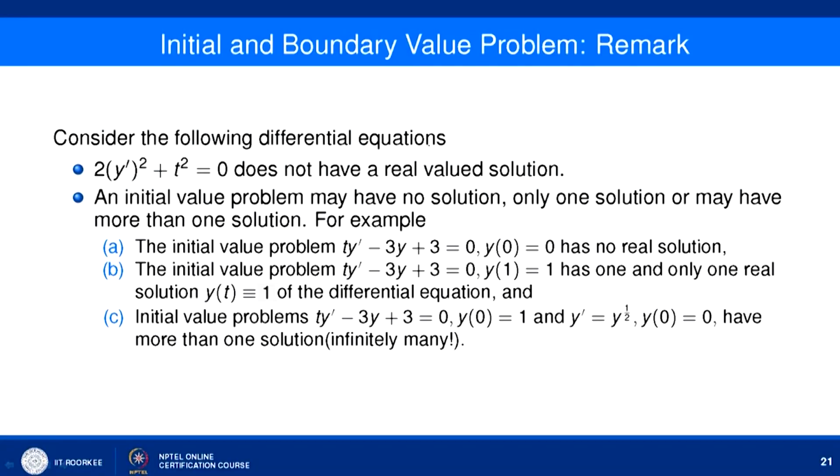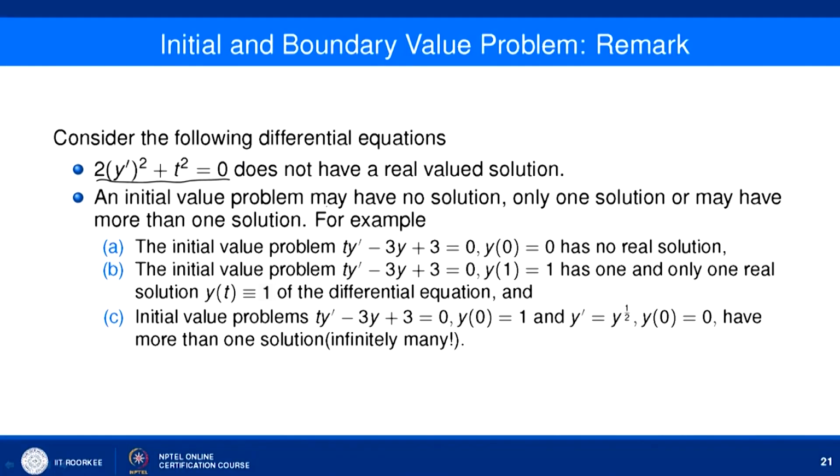Consider the following differential equation: 2(y dash) whole square plus t square equal to 0. Here, whatever condition you define, this will not have any solution. This is a nonlinear problem because the dependent variable derivative y dash is coming in terms of square. So it is a nonlinear ordinary differential equation, but whatever initial or boundary condition you prescribe, it will not have any real valued solution.